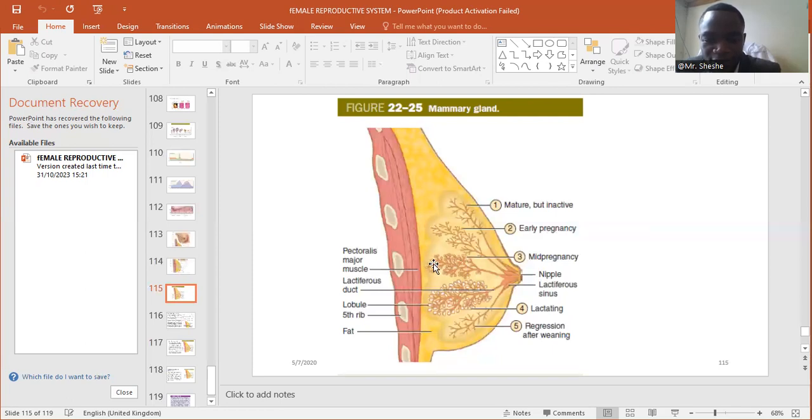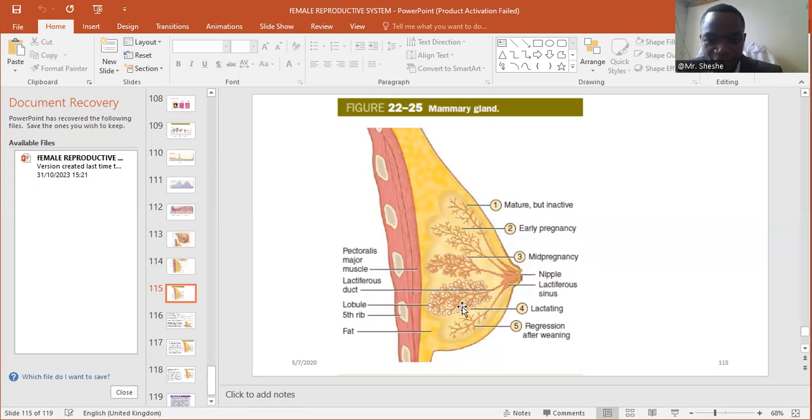Look at the lobules, well-developed lobules. You can see those white and circular structures. So at this stage, the breast is now forming or producing milk, but it's not yet ejecting the milk. The milk is just being stored there until the fetus is born and the baby begins to suckle.